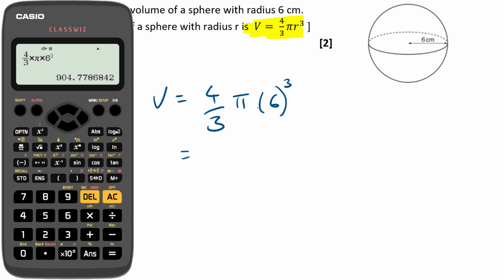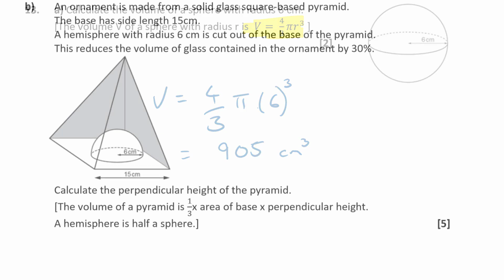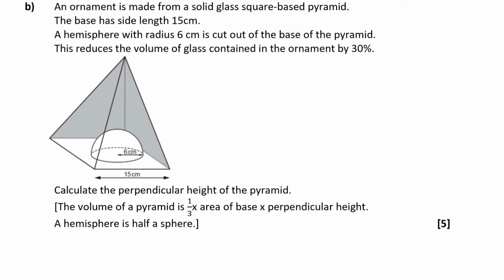Suppose we should put that as a decimal. So it's 904.77. I'm going to round that off to 3 significant figures, which is 905. Radius was in centimeters, so this is centimeters cubed, isn't it? 905 cubic centimeters.